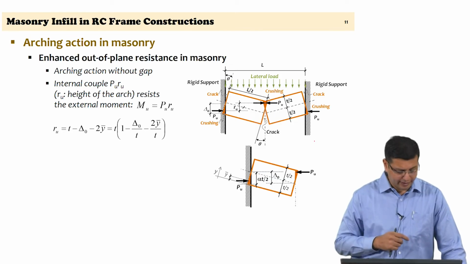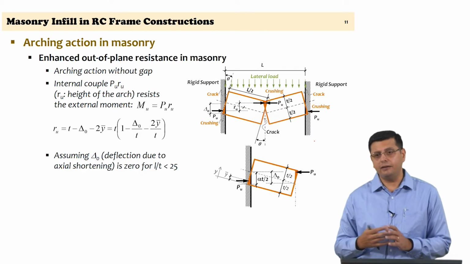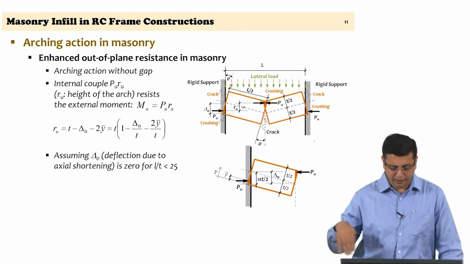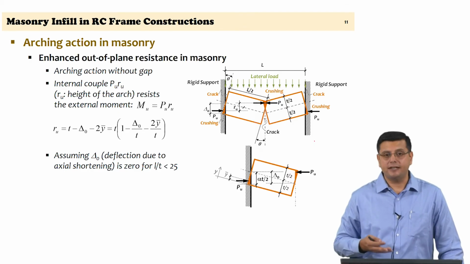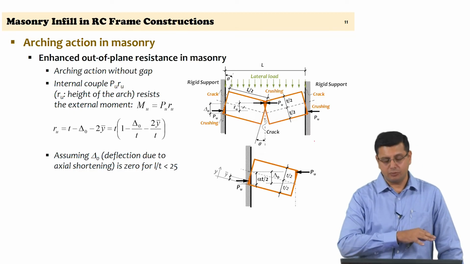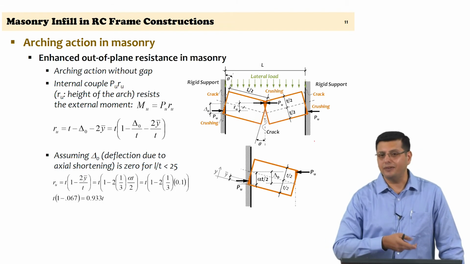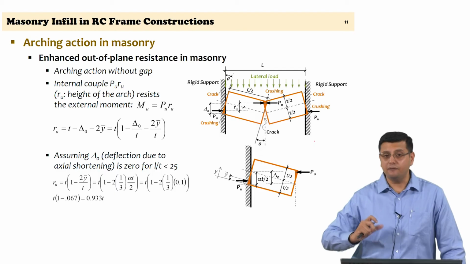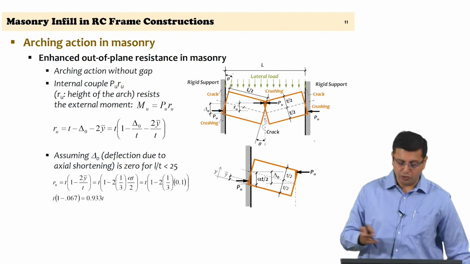I am just summarizing earlier lectures. Typically when the L by T ratio, the length to thickness ratio, considering the horizontal bending, is less than 25 and as long as we are assuming small deflections, these formulations are acceptable. So, the rise of the arch we have estimated to be about 93% of the thickness of the wall itself, and that significantly increases the out of plane capacity of the infill panel with respect to non-moving supports.